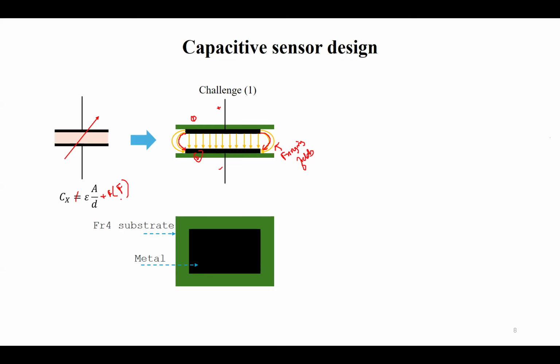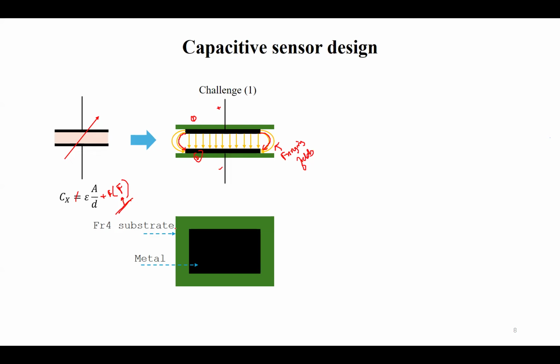So if I call F the fringing field, Cx is a function of that. It won't be a constant depending upon the distance between the two plates or the area of overlap. The intensity of the fringing field will be different, and it creates a corresponding change in the capacitance, right? So there will be a lot of error due to this fringing field, right?